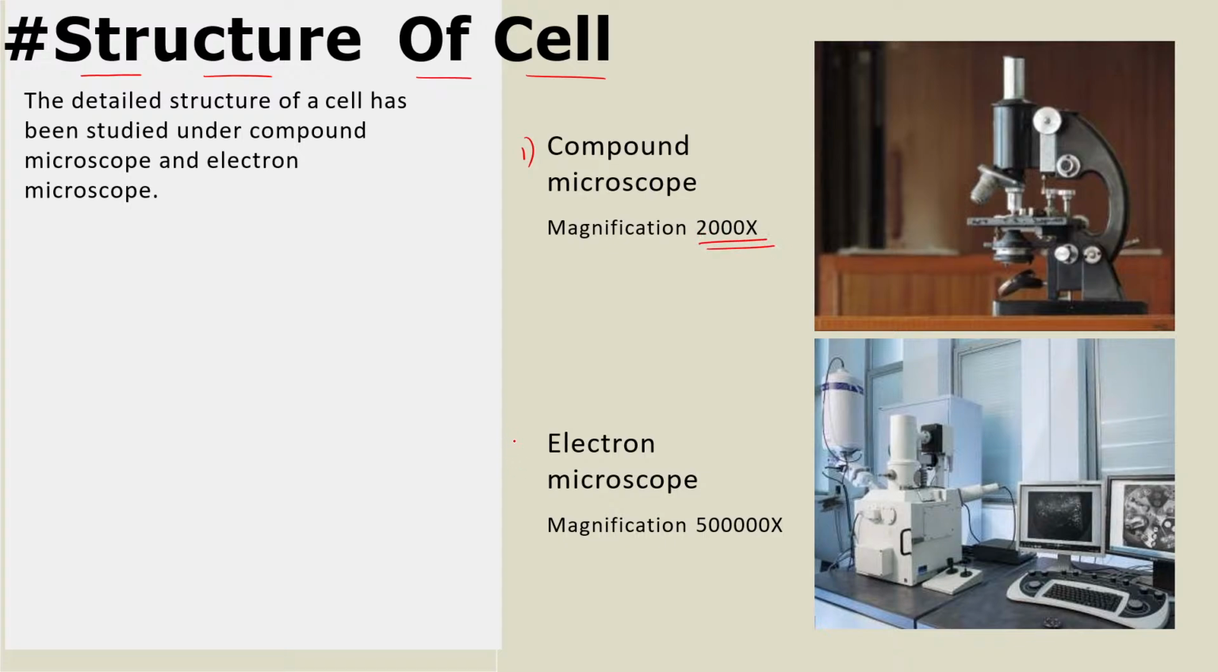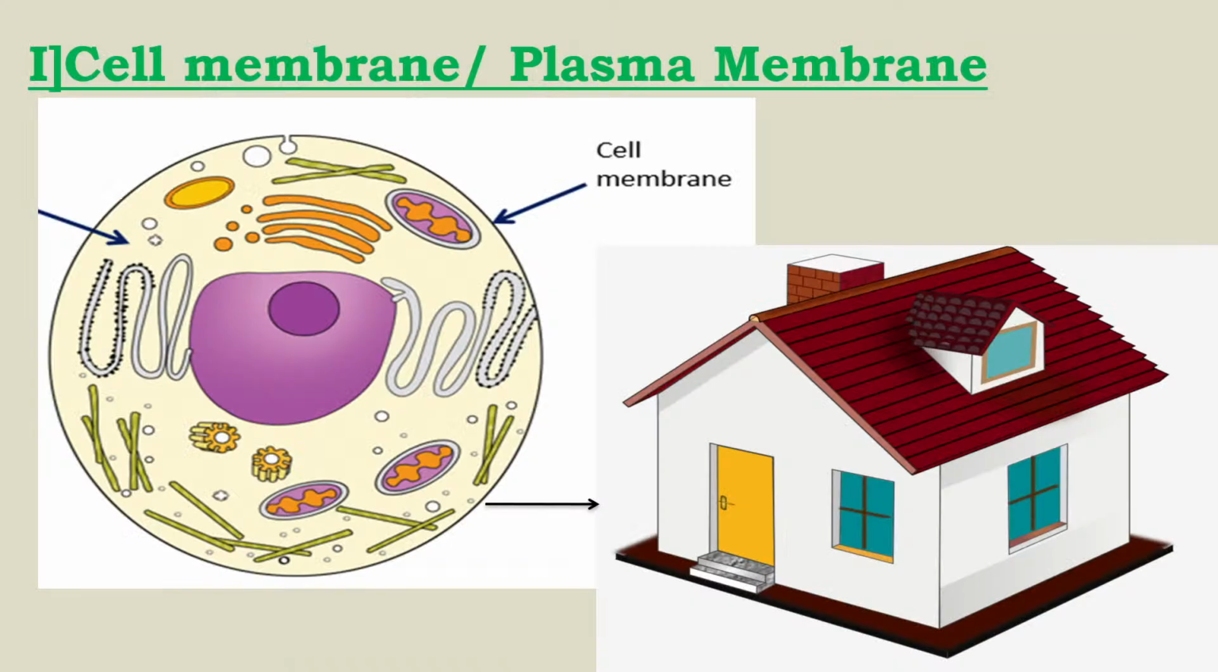Whereas an electron microscope can zoom up to how many times? See the number of zeros: up to 5 lakh times. So the electron microscope is the latest microscope, which will help us see every detail of the cell. So let me take you on this journey of the cell and let us try to understand these structures.